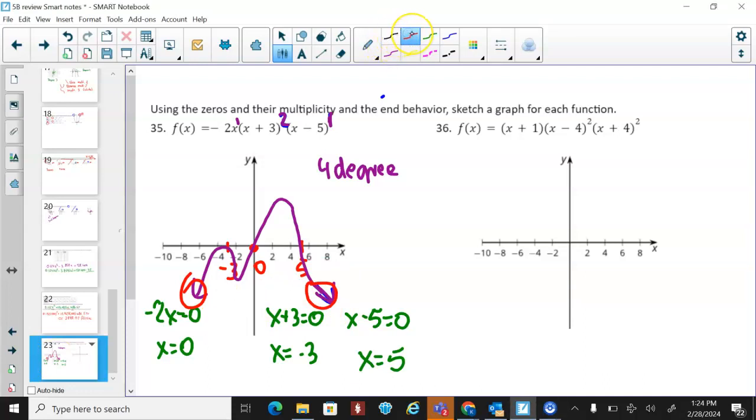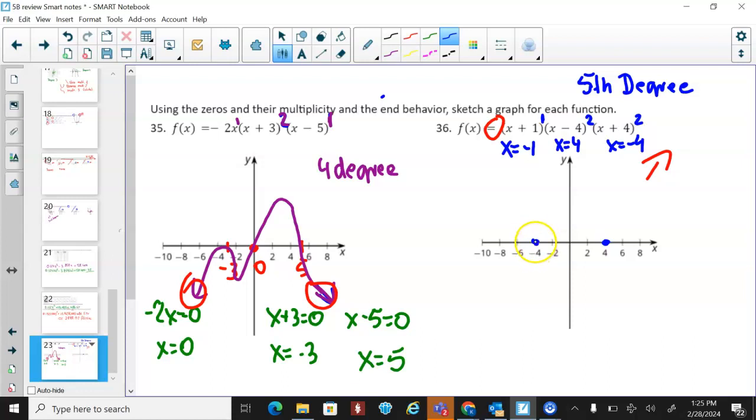Let's see. What do I know about it? Well, I know I have a positive leading coefficient. That means it's going to be coming from the top. Let's see how many zeros or multiplicity I have, or degree. I got 1, 2, and 2. That makes it a 5. So this is a 5th degree. Okay. I also know that my zeros are going to be, if I set it equal to 0, negative 1, positive 4, and negative 4. Okay. So positive 4, negative 4, and negative 1, which is somewhere here.